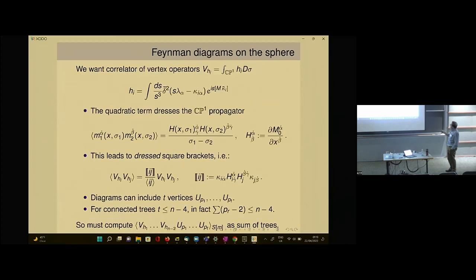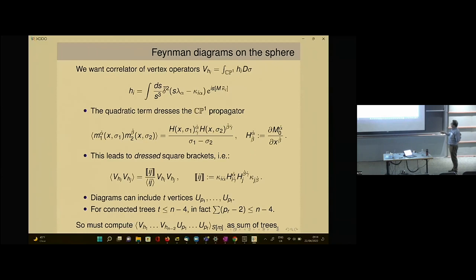And then if you want a correlator of these vertex operators, then on this background, we can first of all see that the quadratic approximation to the action gives rise to a decoration. It dresses the propagator that we had before with some matrices that are easily computed from the original solution. And that's what's going to give us these dressed dotted spinor contractions on this background.